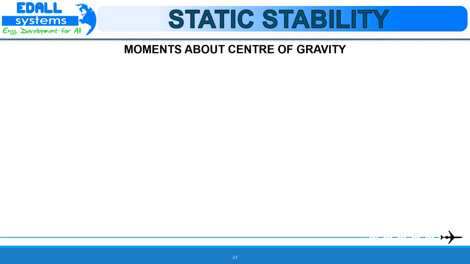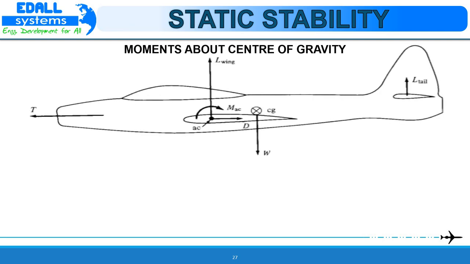Moments about the center of gravity. A study of stability and control is focused on moments on the aeroplane and moments on the control surfaces. The pressure and the shear stress distribution over the wing produces a pitching moment. This moment can be taken about any arbitrary point. However, there exists a particular point about which the moments are independent of the angle of attack. This point is called the aerodynamic center of the wing.